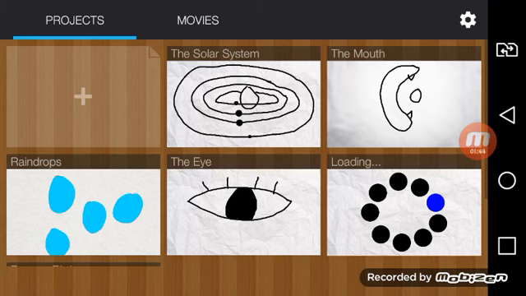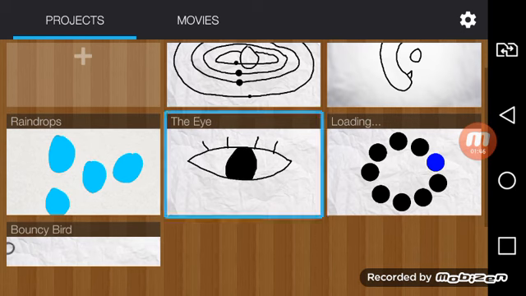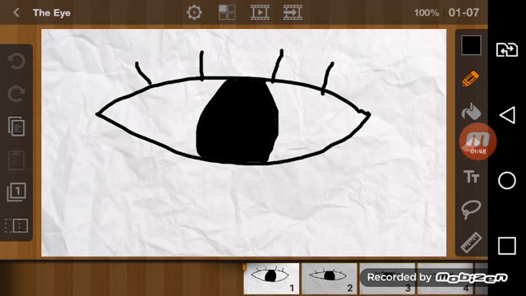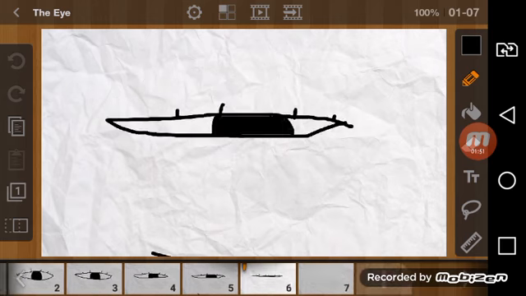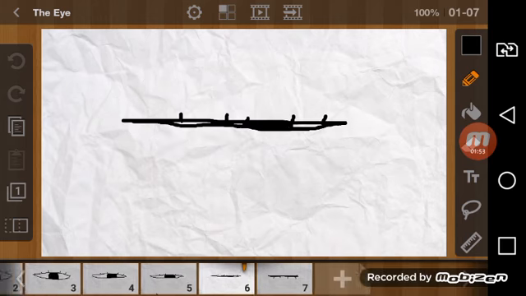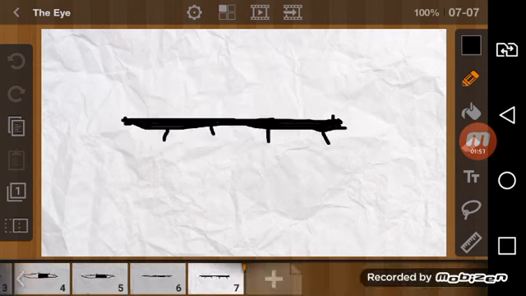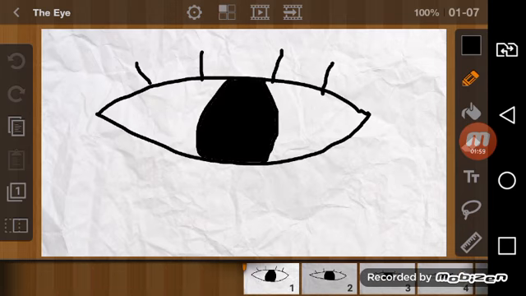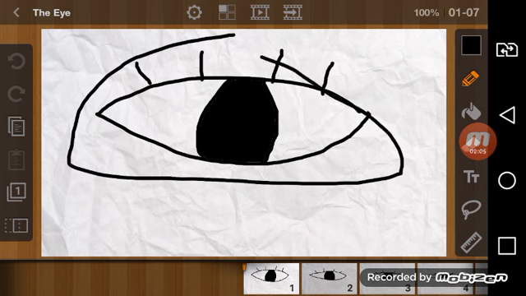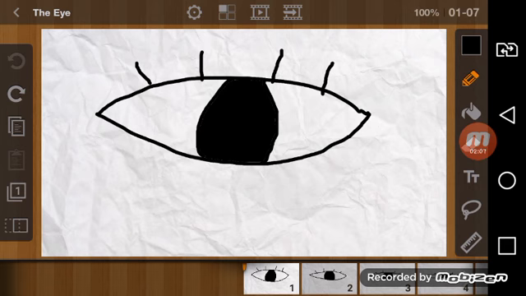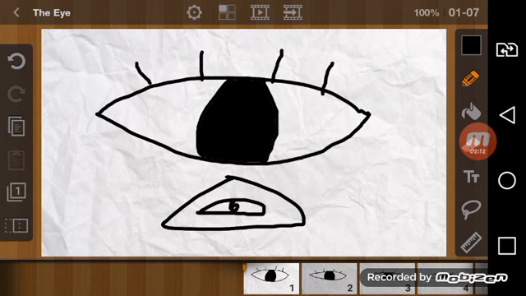And the fourth one is the eye, close, open. Look at this. Dun, dun, dun, dun, dun. It's the Illuminati. It's not the Illuminati. Oh, what is that?